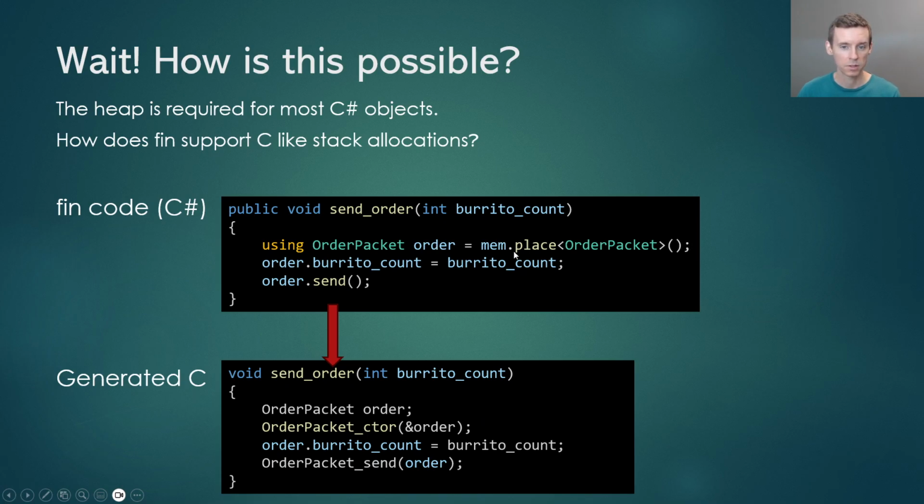And I'm not super tied to this language here, but we do need some way of saying, hey, fin, pop down some memory for us in the generated C. So currently I'm using the idea of mem.place because I think it kind of makes sense. Anyways, then we assign the burrito count just like we would down here, nice and straightforward, and then order.send, which just expands to this. So nothing too crazy.